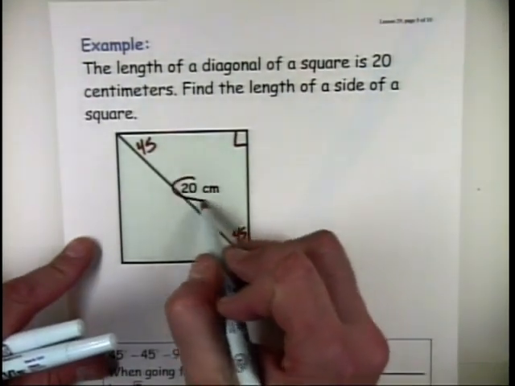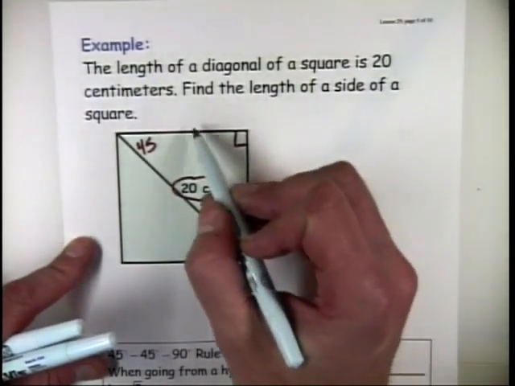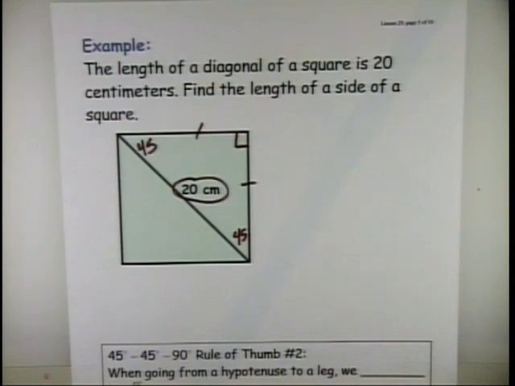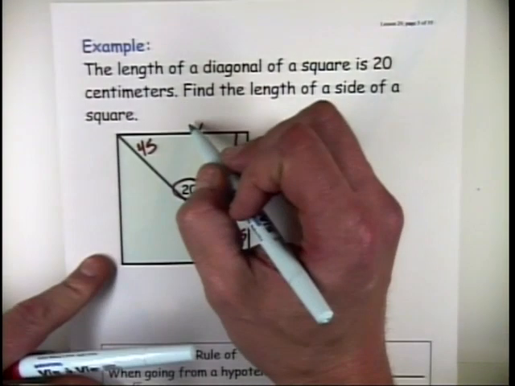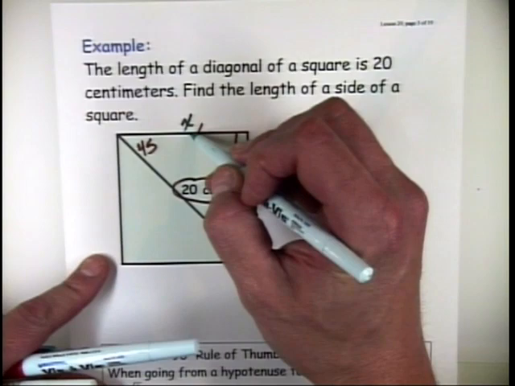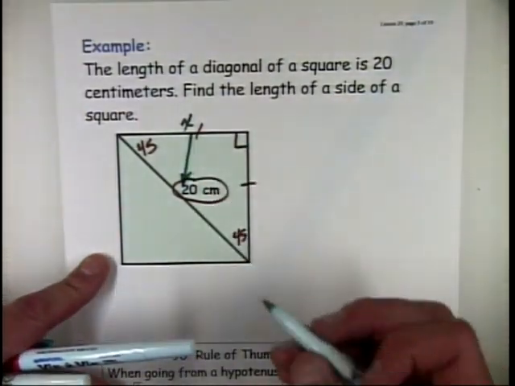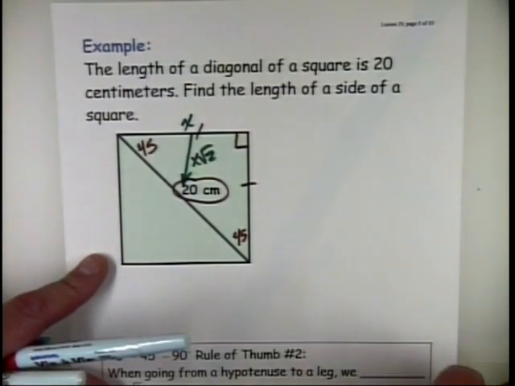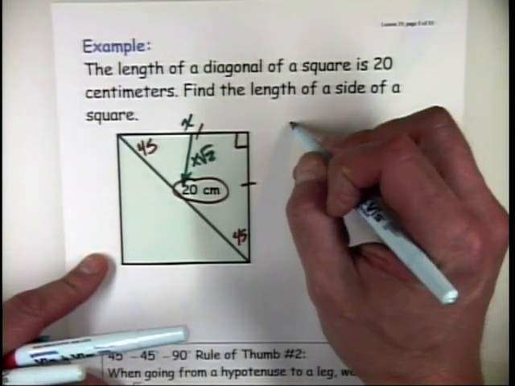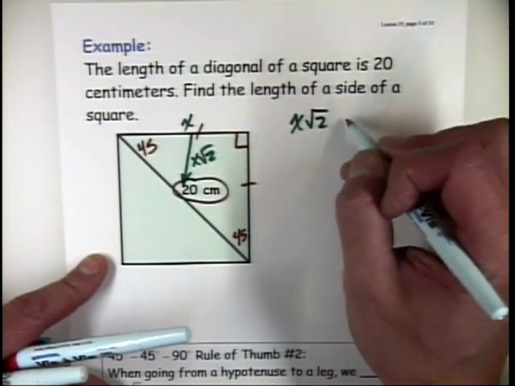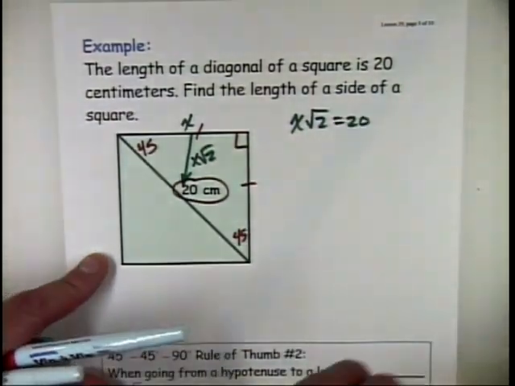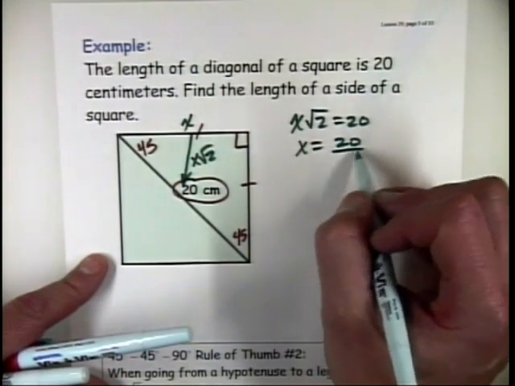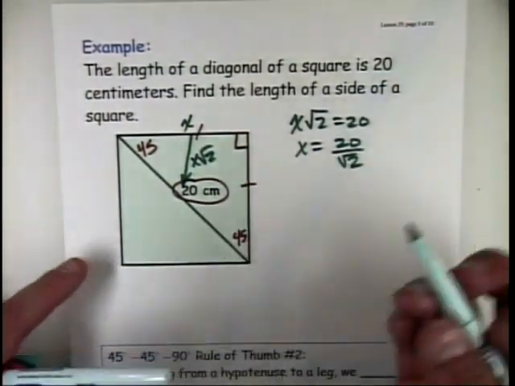But now I'm given the hypotenuse, and I'm trying to find one of the two congruent legs. Well, we kind of have to think backwards here. The theorem says that to go from x to 20, I would multiply by the square root of 2. So I can create an algebraic expression: x times the square root of 2 has to equal 20. And now we just solve for x by dividing. So x would equal 20 over the square root of 2. And that's actually what the answer is.